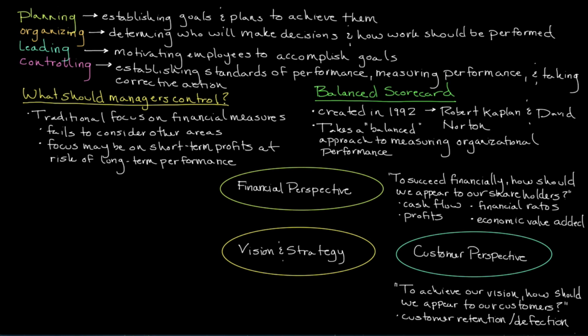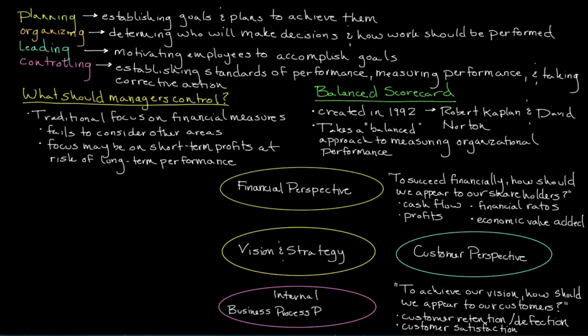Another metric that may serve an organization well in this area is customer satisfaction. Although this can be a little misleading, generally, more satisfied customers stay with the organization in comparison to their dissatisfied counterparts. Another area of the balanced scorecard is the internal business process perspective. Managers here are attempting to answer the question, to satisfy our customers and shareholders, what must we excel in?